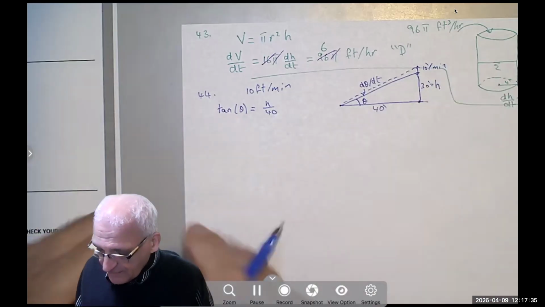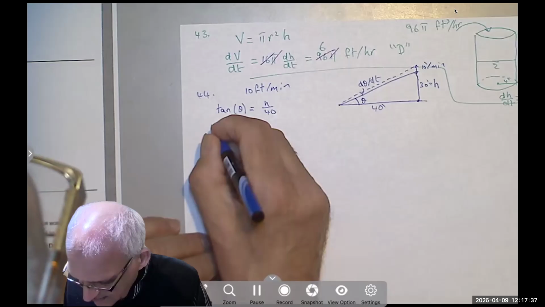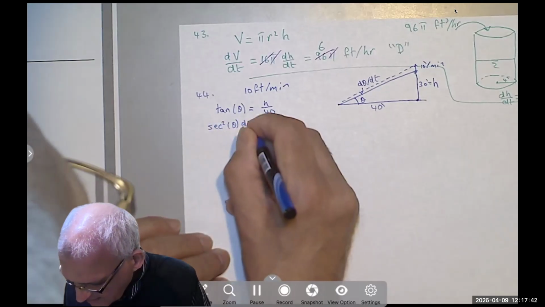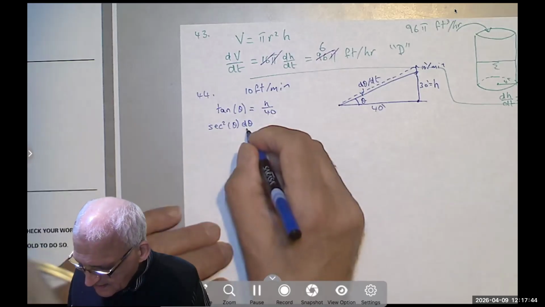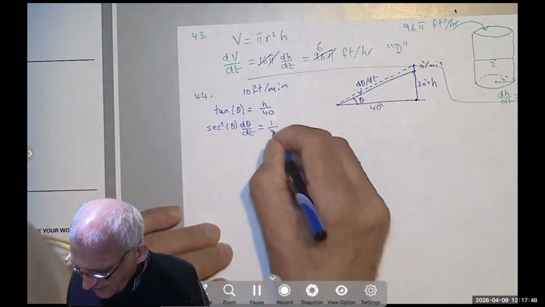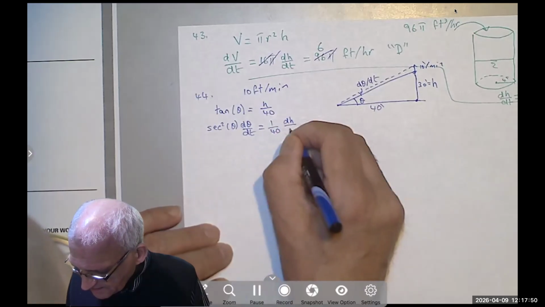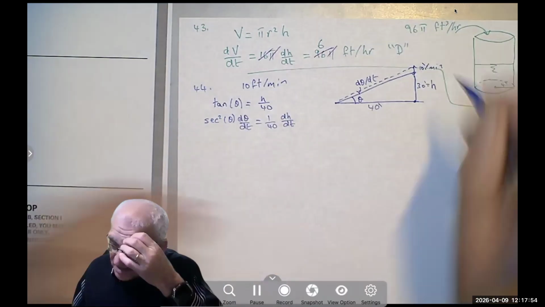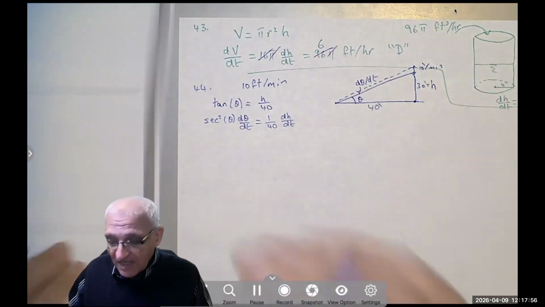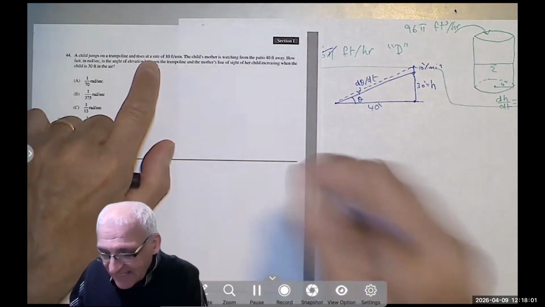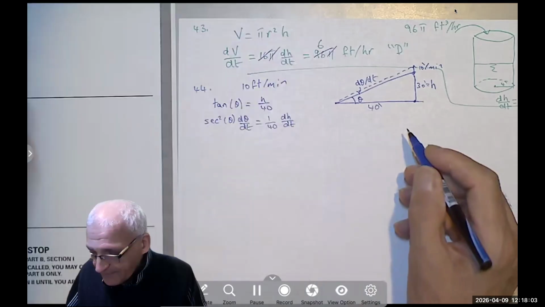So when you take the derivative of both sides, you will get derivative of tan is secant squared theta d theta dt equals 1 over 40 dh dt. dh dt is the rate of change of the height, and they tell you he is rising at a rate of 10 feet per minute.